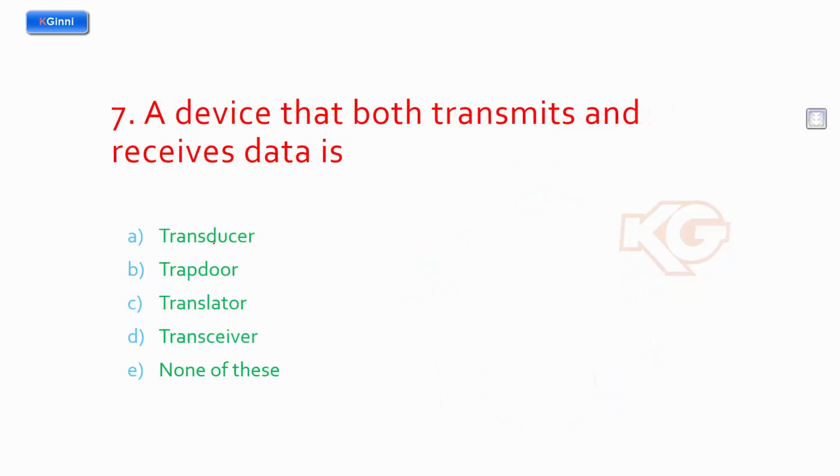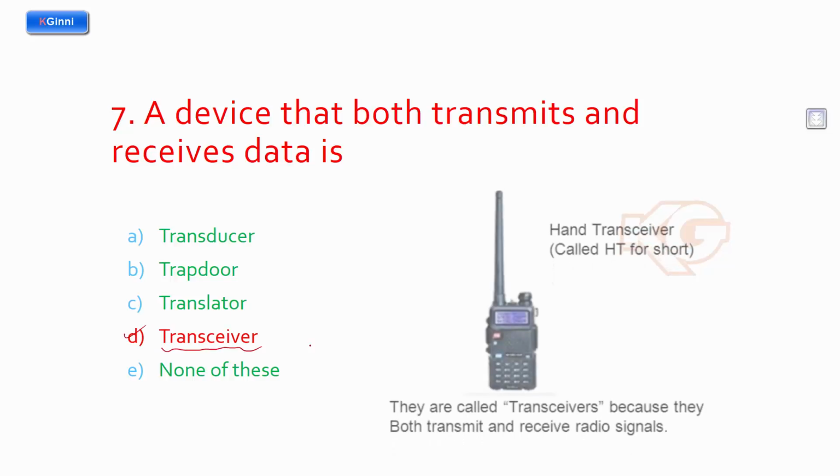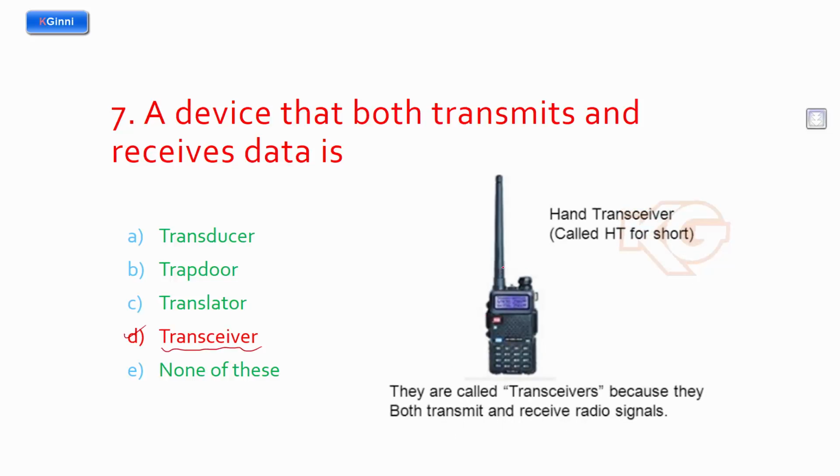A device that both transmits and receives the data. So he has given options here, but option D suits this well. And here comes the picture, one example of how the transceiver works. This is a hand transceiver. In short, it is called HT. It both transmits and receives the radio signals.